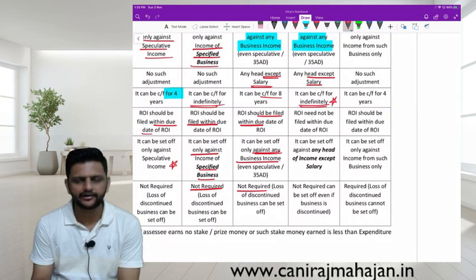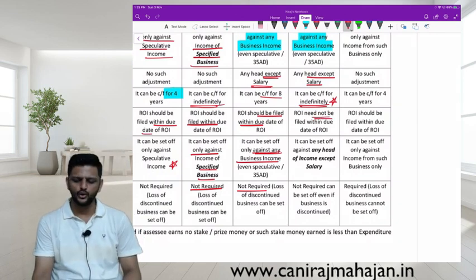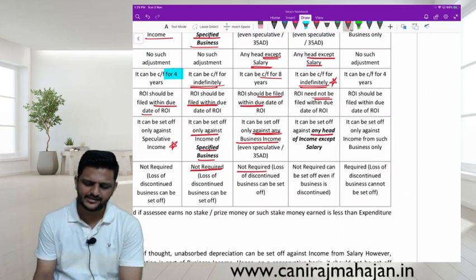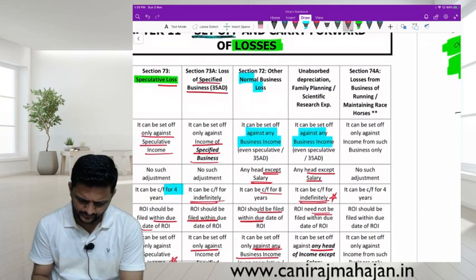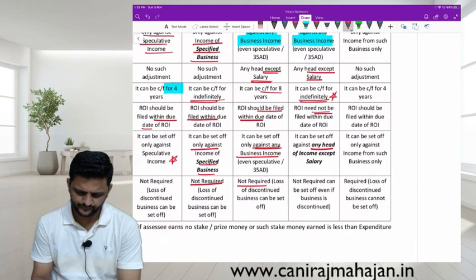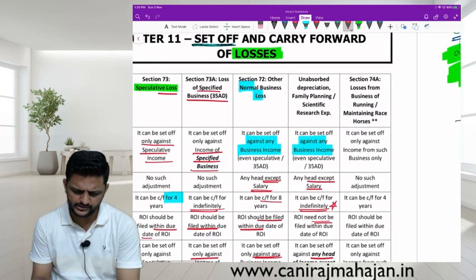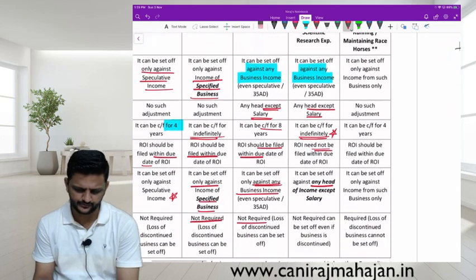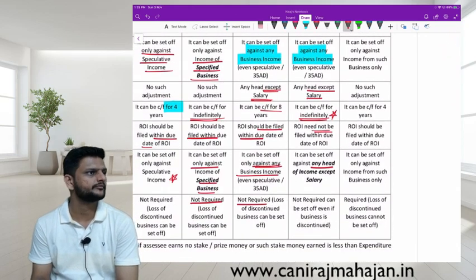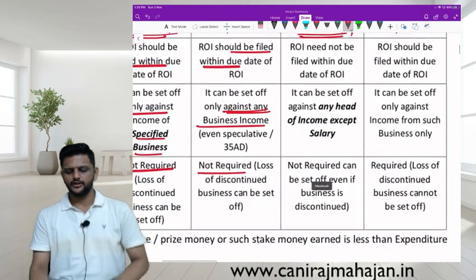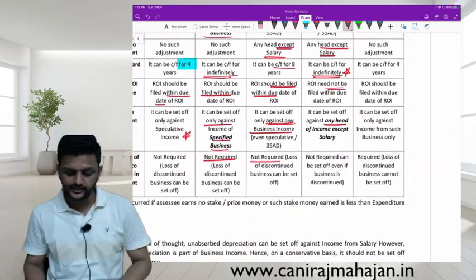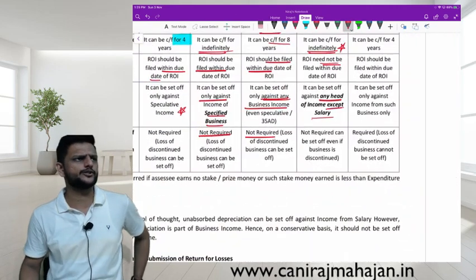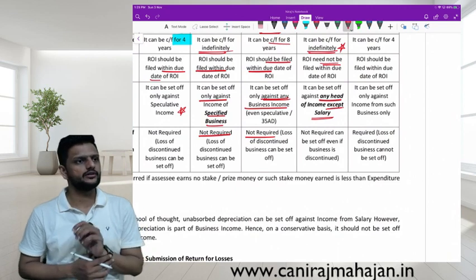ROI need not be filed within due date to set off these losses. In the subsequent years, it can be set off against any head of income, but again except salary. So where is the normal business loss? Okay, so normal business loss can be set off only against business income in the subsequent years, similar to your HP, correct? But this unabsorbed depreciation or any other similar expenditure can be set off against any head of income, but again except salary. So this can be set off against HP, IOS, CG.